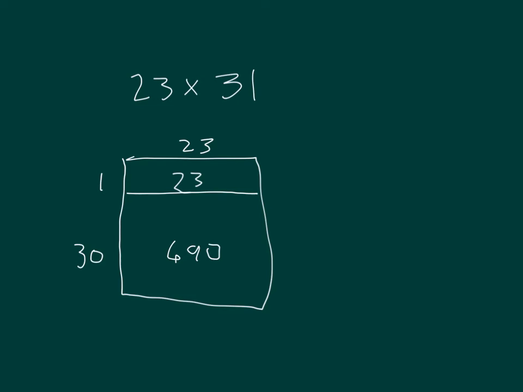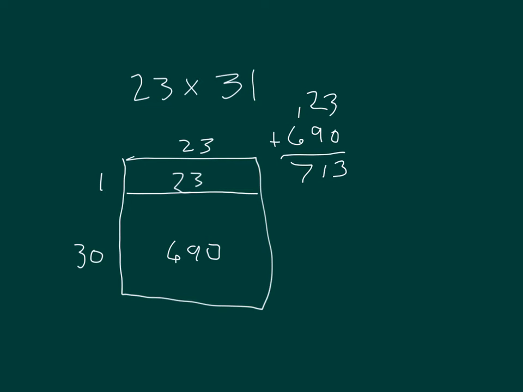Now we add the partial products. 23 plus 690. We get 713.